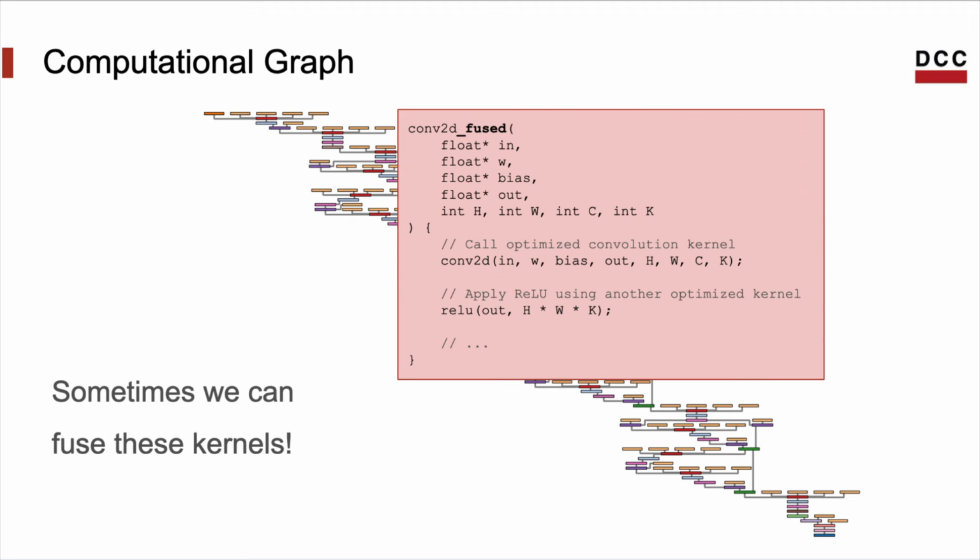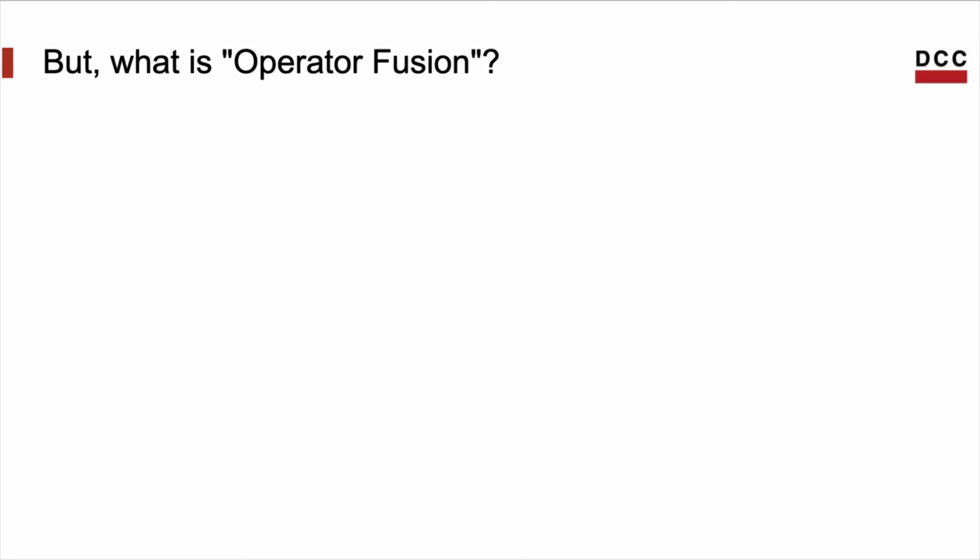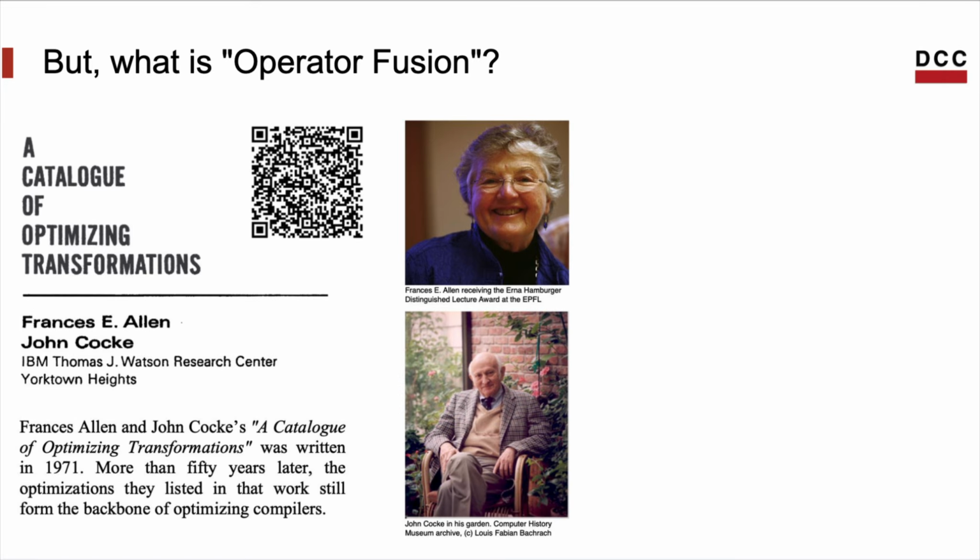Sometimes we can fuse these kernels, combining multiple kernels into single operations that are available in the library of optimized functions. This talks about optimization, kernel fusion, but what's that after all? Fusion is an old loop-oriented optimization. It's really not new. It was already presented in a paper from 1971 by Allen and Cocke.